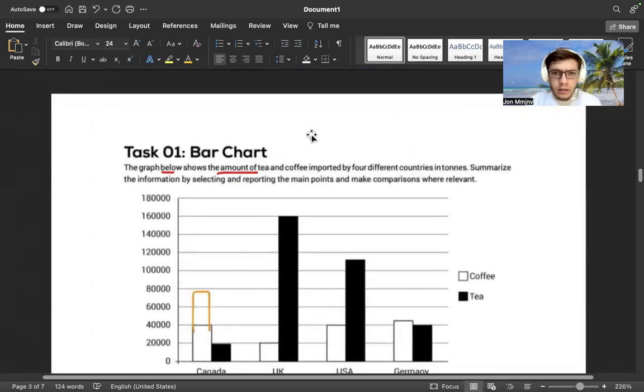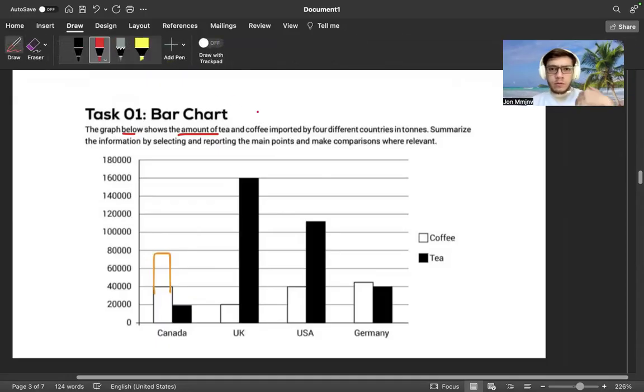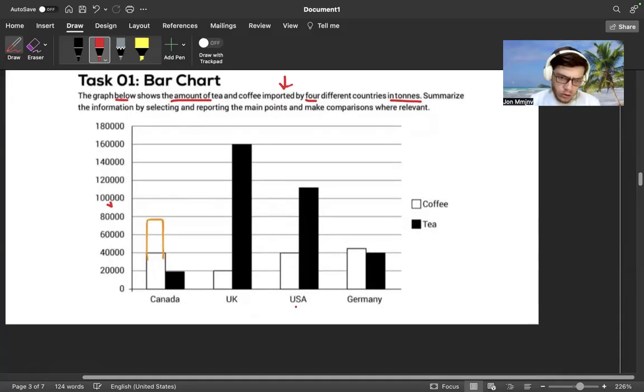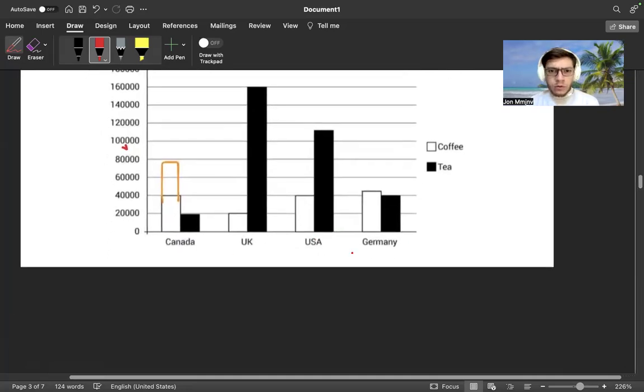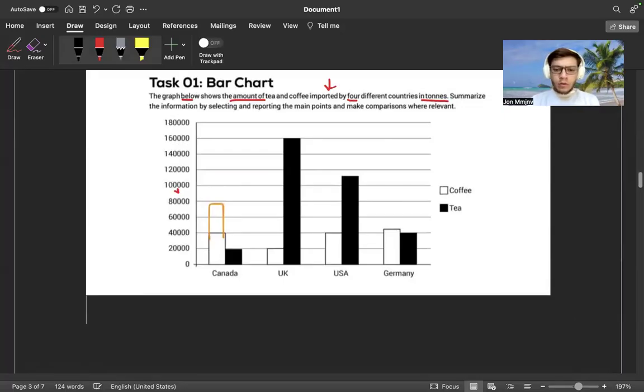So let's go. How much tea and coffee imported. For imported, so how much they received, right? Import means to receive, export means to send. Imported by four different countries in tonnes. Okay, these are tonnes, right? So we have 20,000 tonnes, 40,000 tonnes, and this should be another way of measuring. Summarize information. Coffee and tea. We have five countries: Canada, UK, USA, Germany. Two of them are European, I mean, all of them are Western countries, but this doesn't play any role.